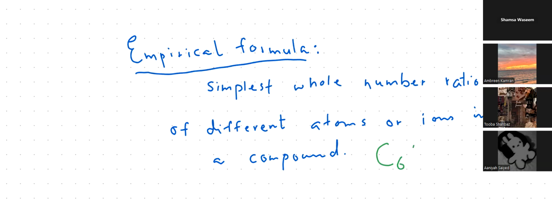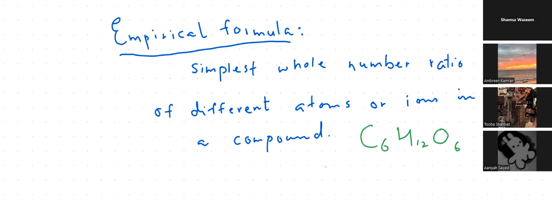Now, if I'm asking what is the empirical formula of glucose, that is going to be the simplest whole number ratio. Can you simplify it further? If you just divide it by 6, we are going to get C1, you do not write the 1, H2O. So the empirical formula of glucose is going to be CH2O. Right, girls? Are you getting it?